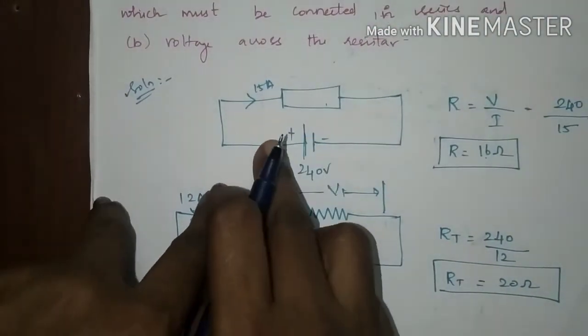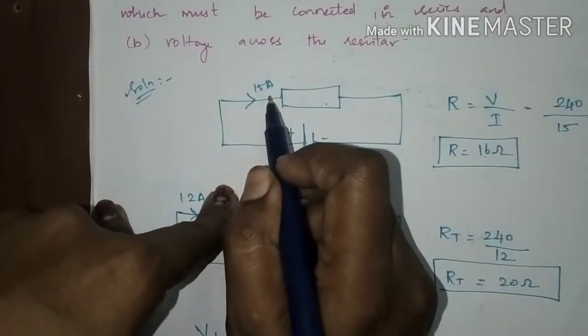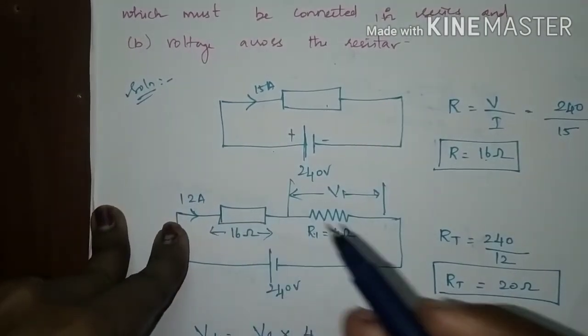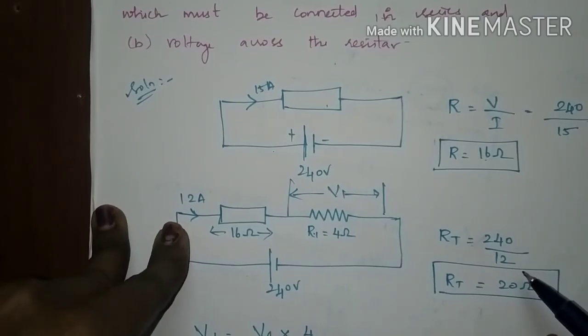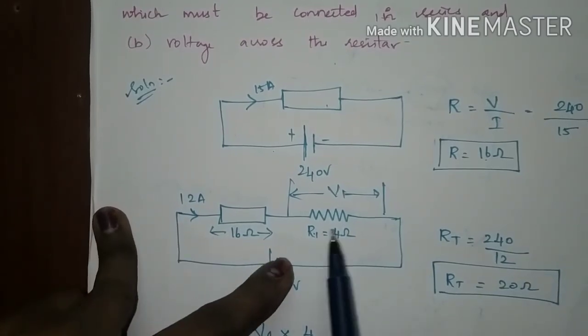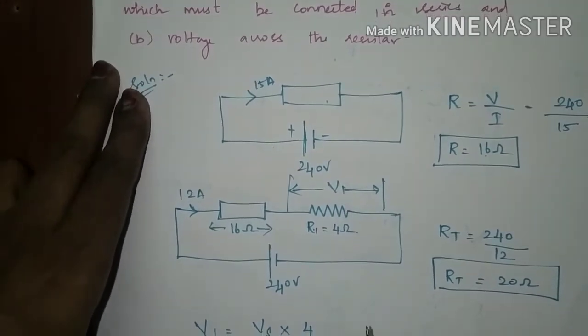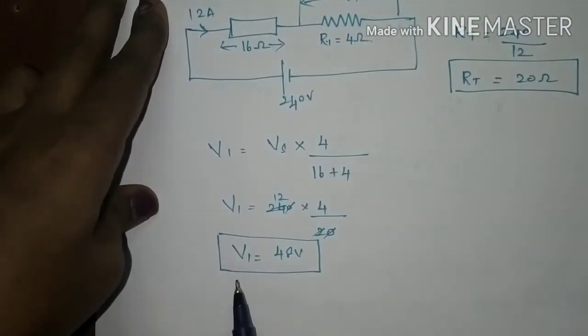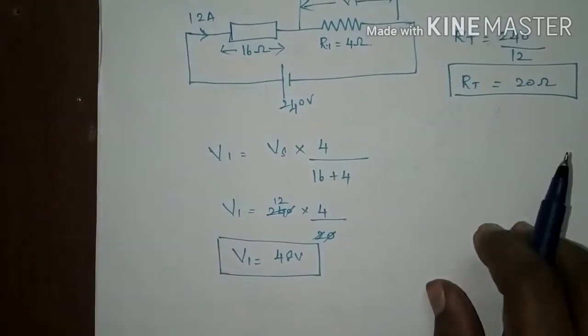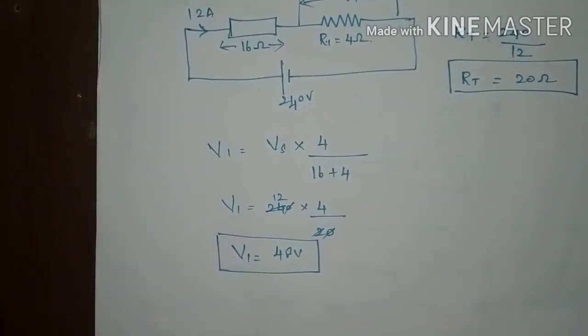First we have to find the total value of resistance for 15 ampere. To reduce the current value, the resistance must be increased. So the resistance is increased by 4 ohms, and the potential difference across those resistors is found by using the voltage divider rule. This is the value. Understood? I hope you understood this problem.